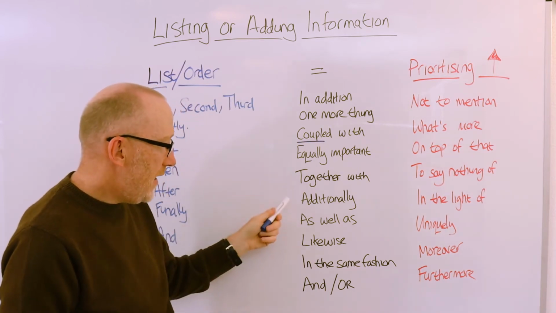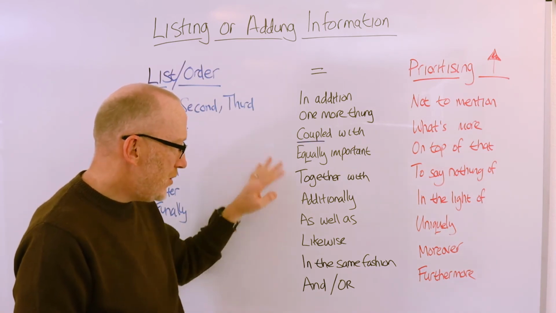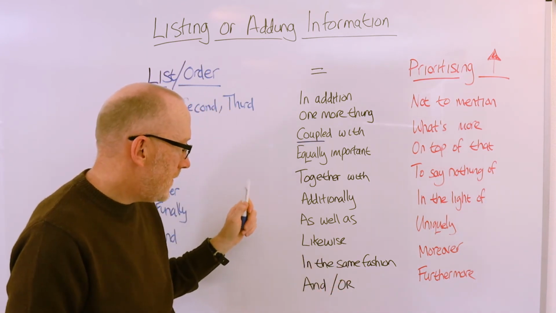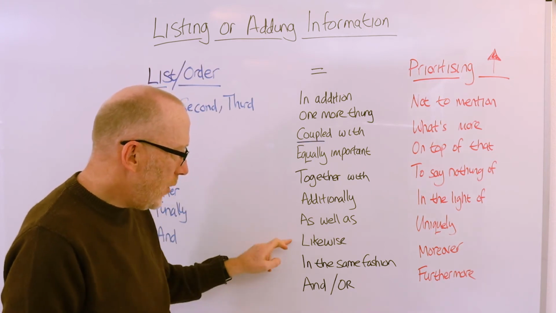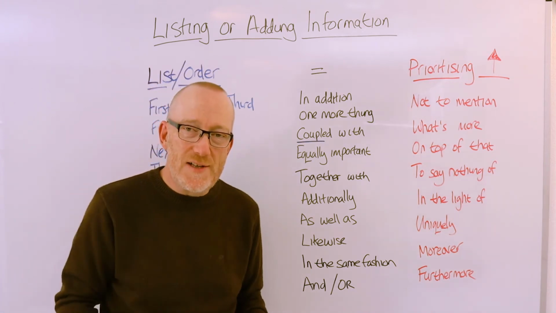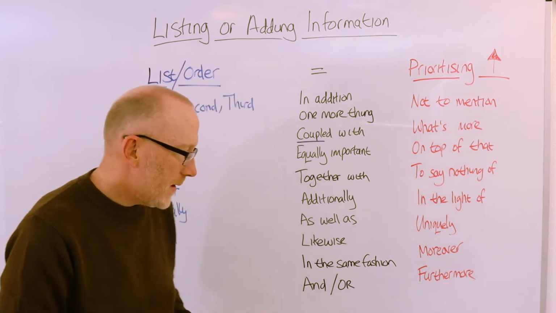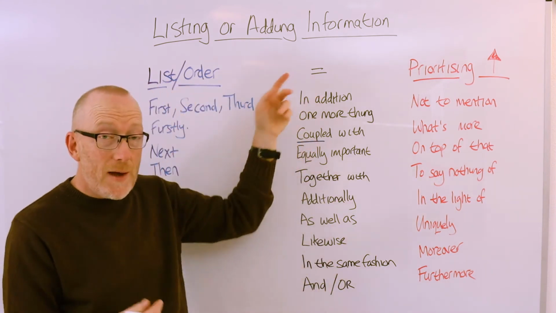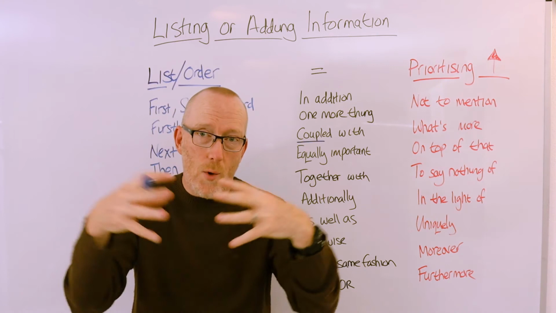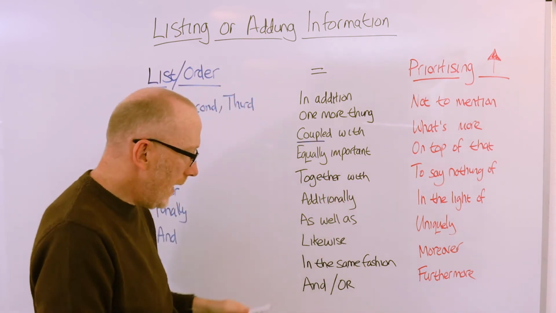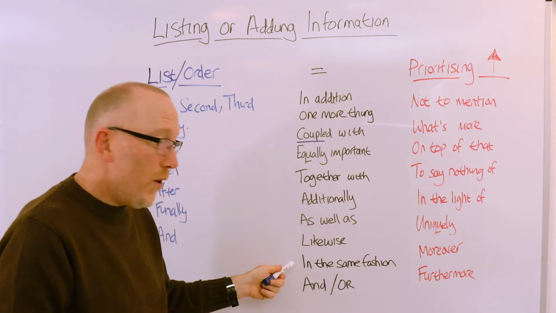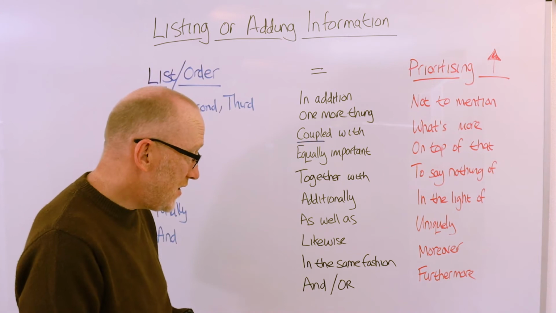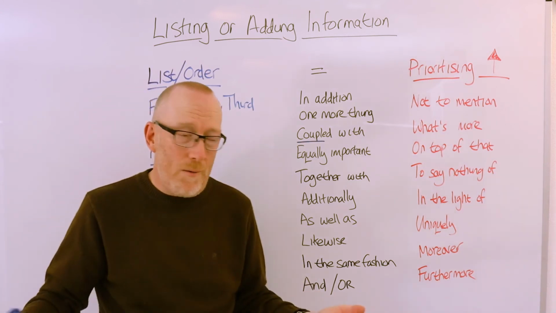Together with, additionally, as well as, I'm pretty sure they are straightforward. Likewise. Likewise is one of my favourites. I don't use it as often as I should, but likewise. Likewise allows you to, again, it's about the equality, but you're saying this is this, so they are likewise. Yeah? In the same fashion. This is not one you will hear or see very often, but I thought I'd include it. In the same fashion. It's just a great way to say two things are equal in the same fashion.